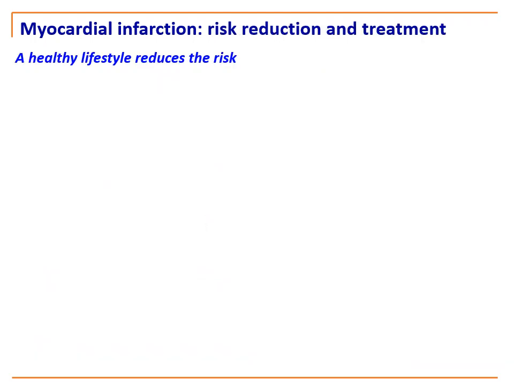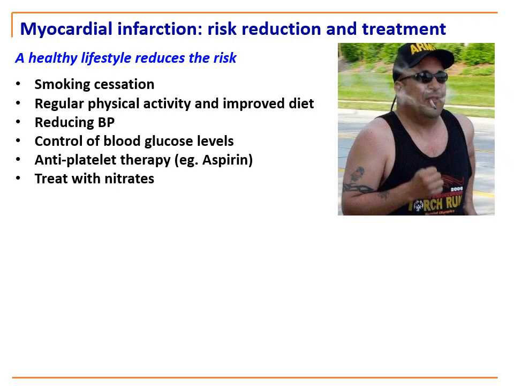So like we said, risk reduction and treatment: a healthy lifestyle makes a big difference. Stop smoking, do regular physical activity, and reduce your blood pressure, which these will do as well, but also, of course, reduce blood pressure with antihypertensives. If you're diabetic, control blood glucose. You may want to take aspirin to try and reduce platelet clotting, and you treat with your nitrates.